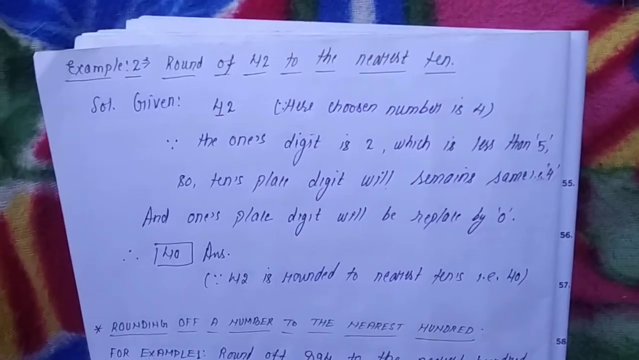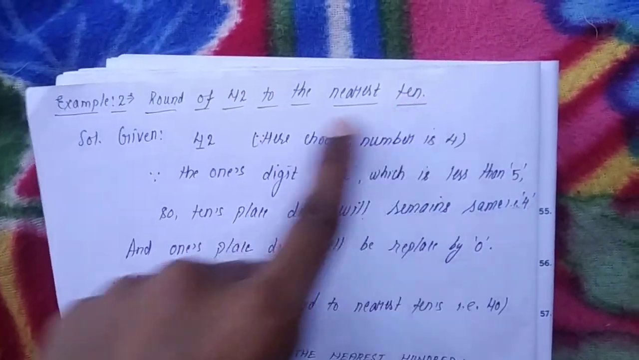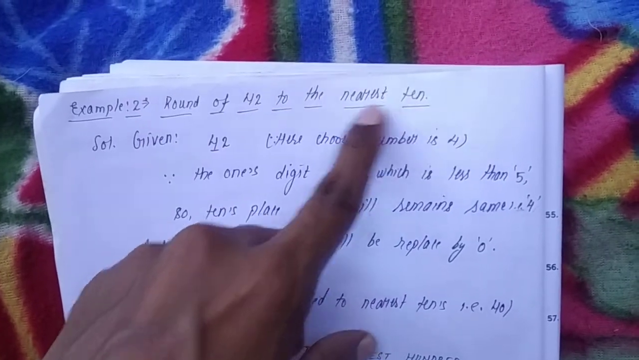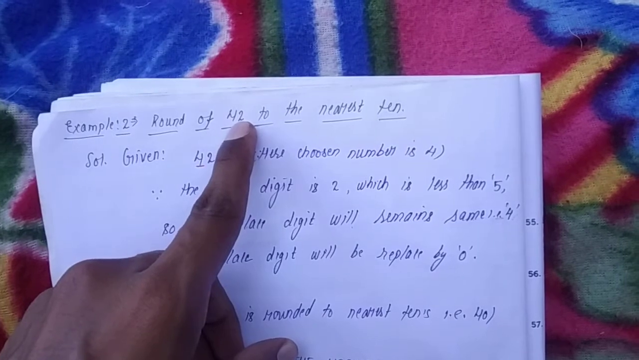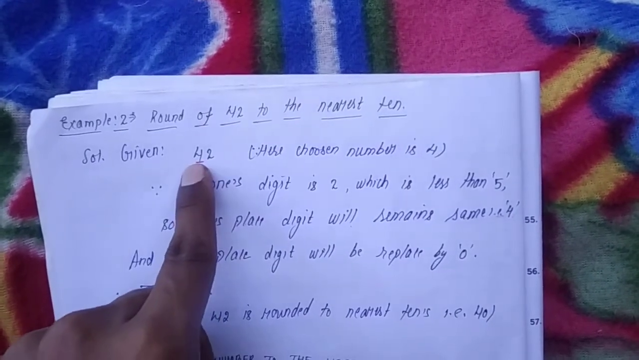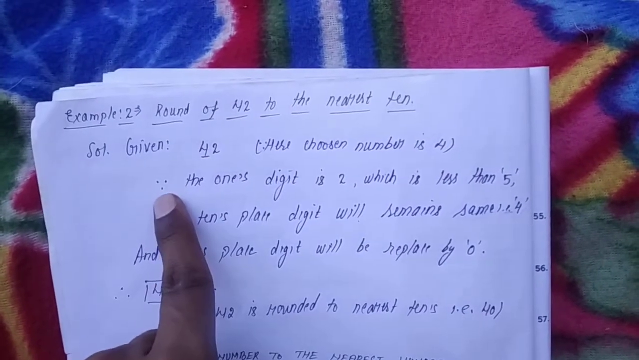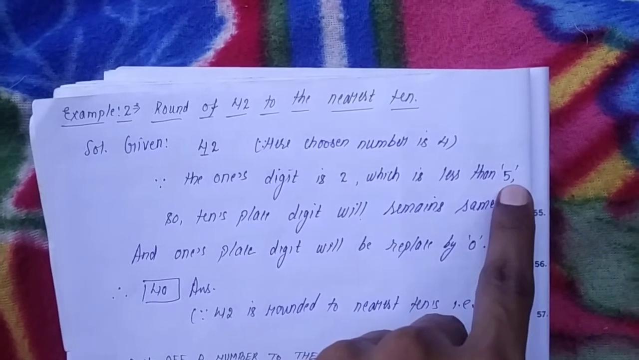Now see, second example, example 2: round off 42 to the nearest 10. If we have to round to the nearest 10, then we will have to focus on the 1's place digit. Solution: 42 is our number. Here the chosen number is 4. The 1's digit is 2, which is less than 5.